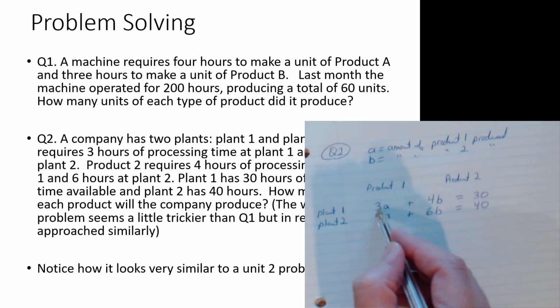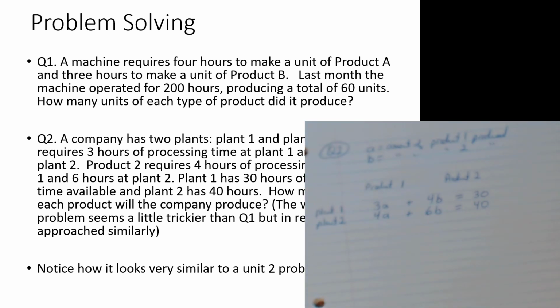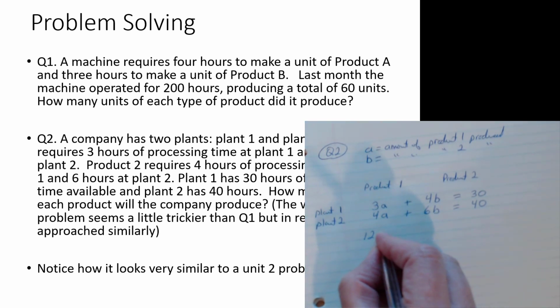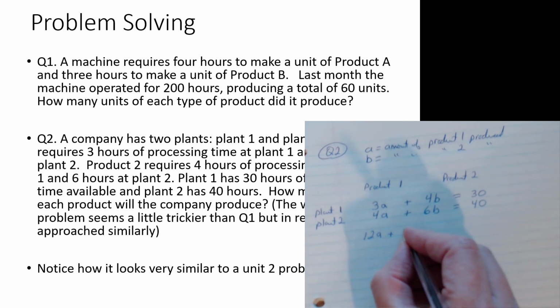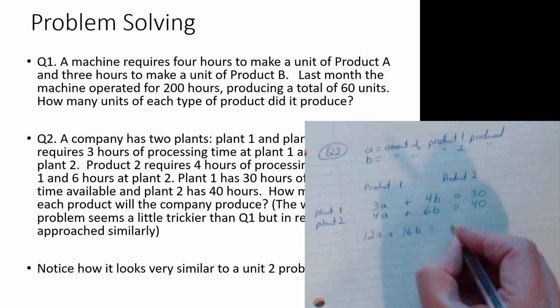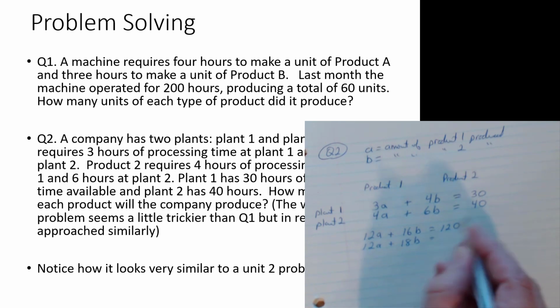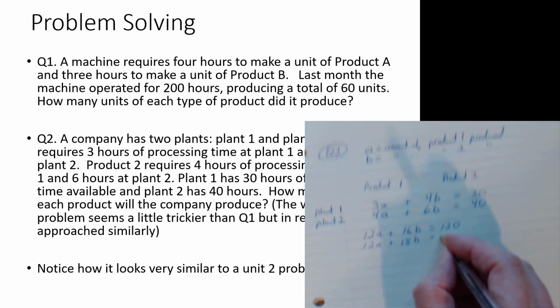So I look at that and I go, okay, what's a common multiple of 3 and 4? And 12 pops up. I just multiplied the 2 of them together. So I take the first equation and multiply it by 4, and I get 12A plus 16B equals, multiplied by 4, 120. And then I multiply the second equation by 3, and I get 12A plus 6 times 3 is 18B, and then 40 times 3 is 120.